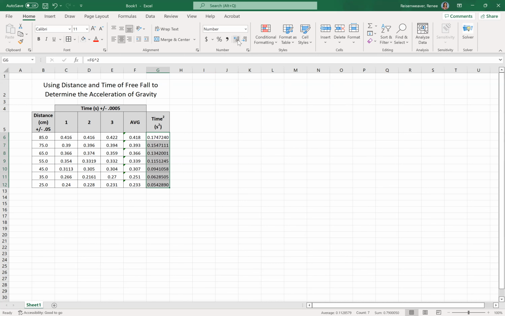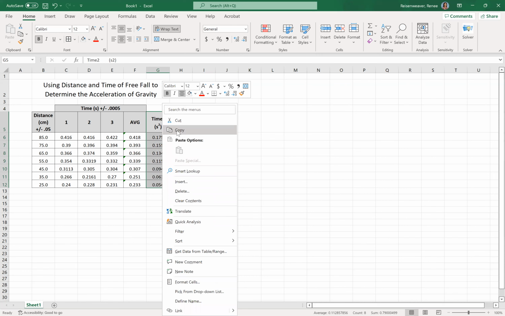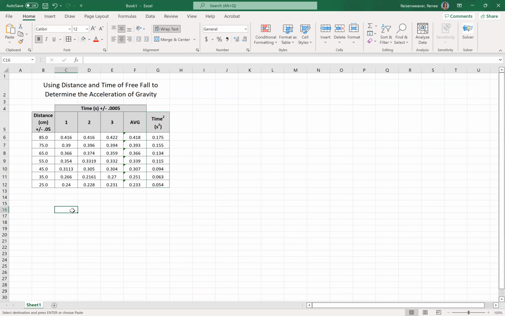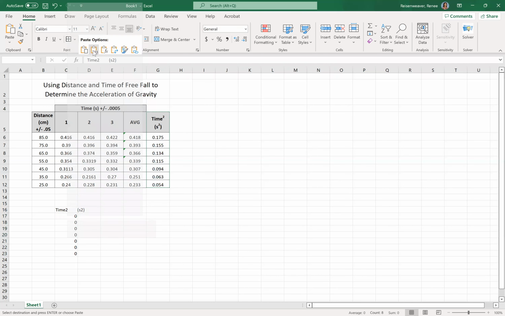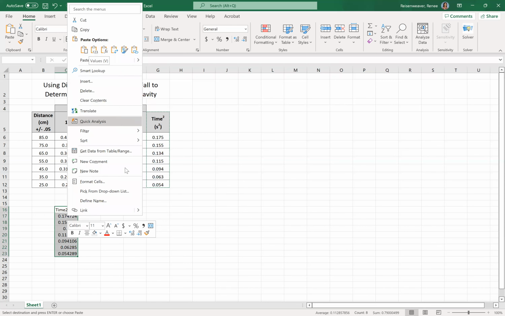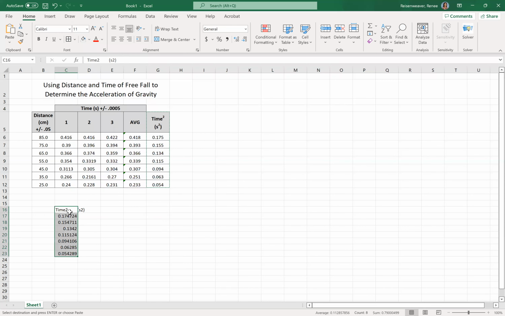Change your decimal places to match your other data, which in this case is going to be 3 decimal places. And now I have my distance and average time. That is all that I want to graph: distance versus average time squared. So next I want to take just this because I need this to be on the x-axis. I'm going to copy and paste that down here because that's the data table I'm going to want to use. Remember when I paste it, I want to use paste special so that I don't copy the formula, but instead just the values that the formula has.